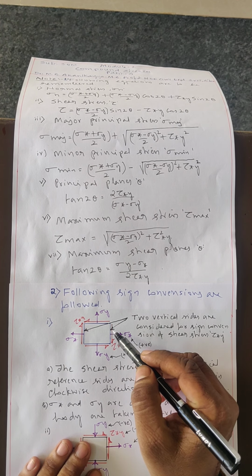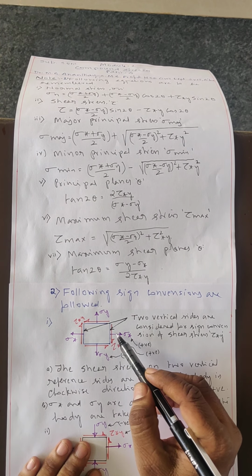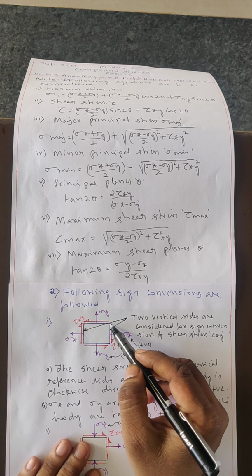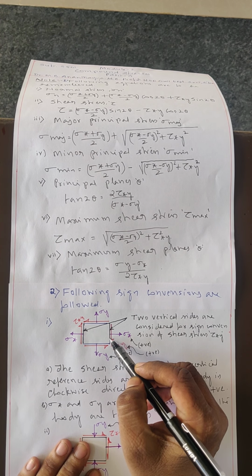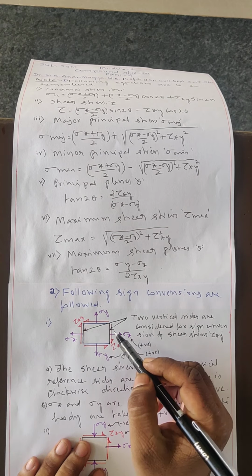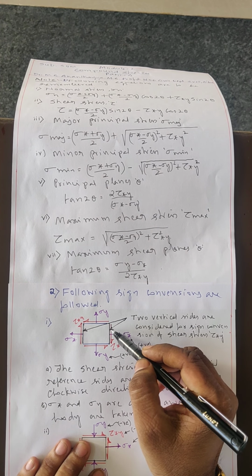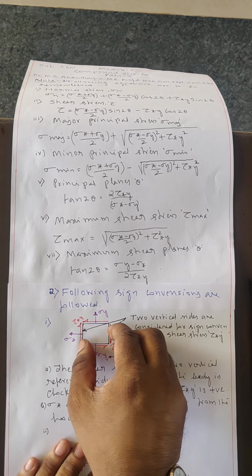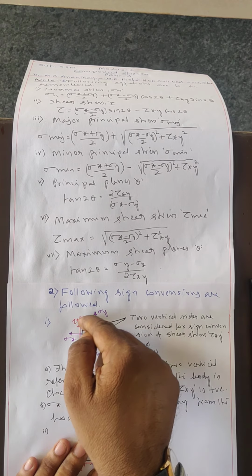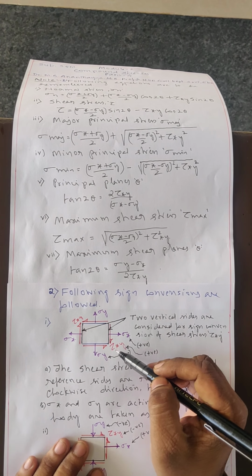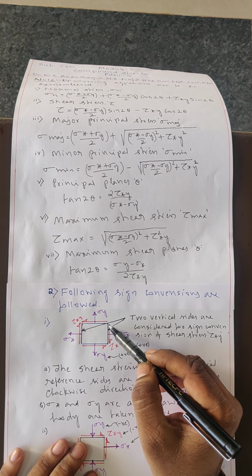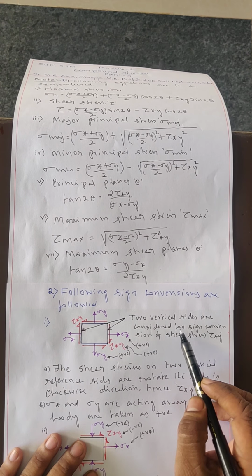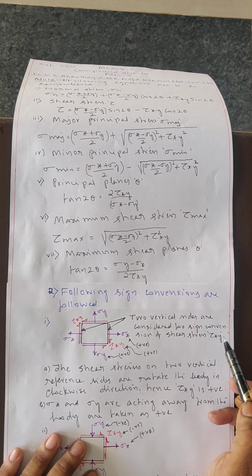For the sign convention of the shear stress, we are taking these vertical planes as the reference, not horizontal. We are taking these two vertical planes for giving the sign convention for shear stress. Here you see the shear stress is acting downward. Here shear stress is acting upward. If these two shear stresses try to rotate the body in clockwise direction, hence this tau xy is plus. The reference planes are this plane and this plane, not horizontal planes. Therefore, two vertical sides are considered for sign convention of shear stress tau xy.